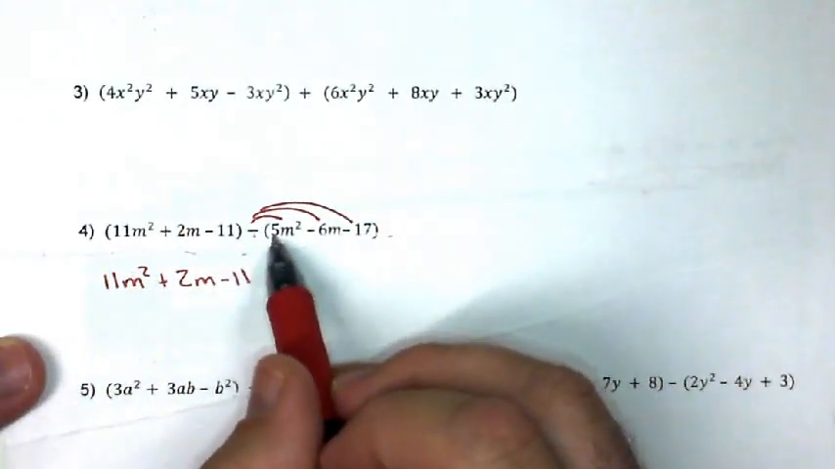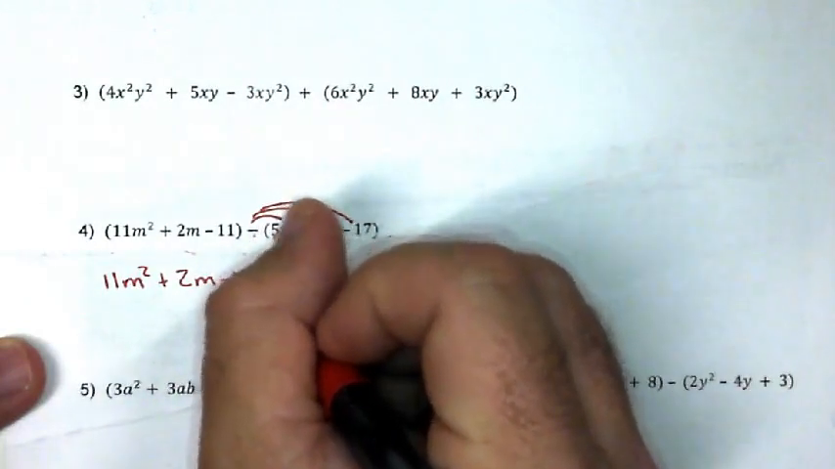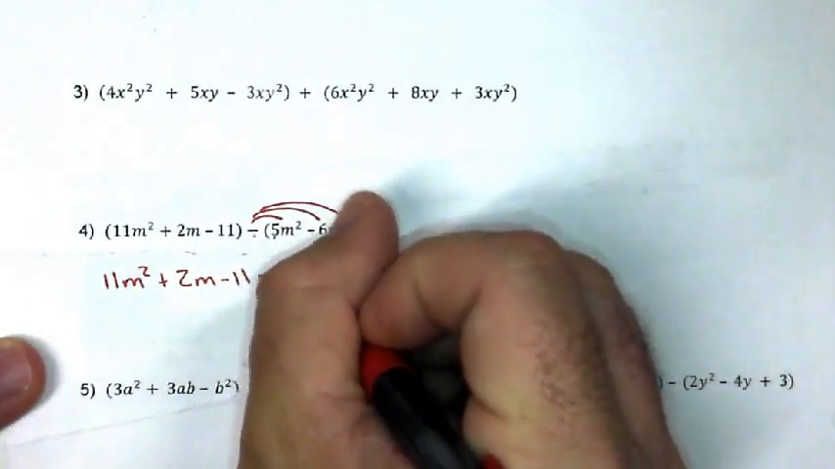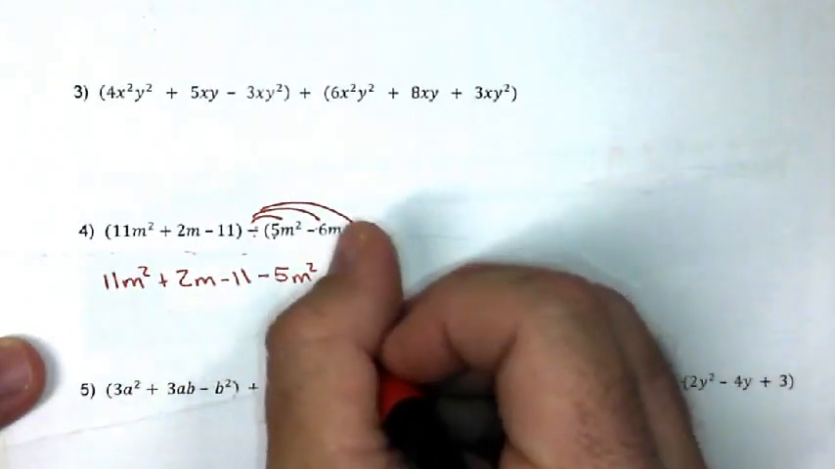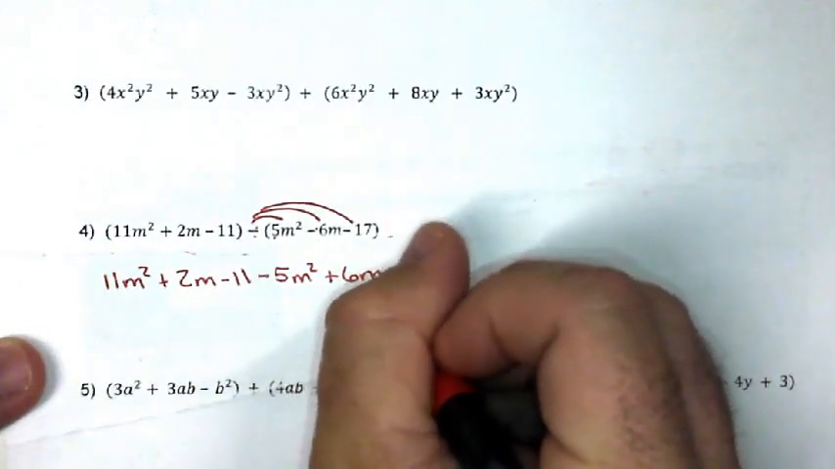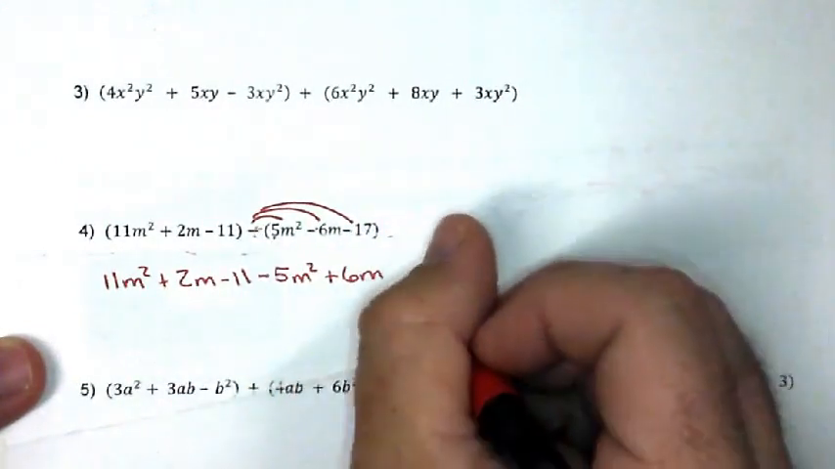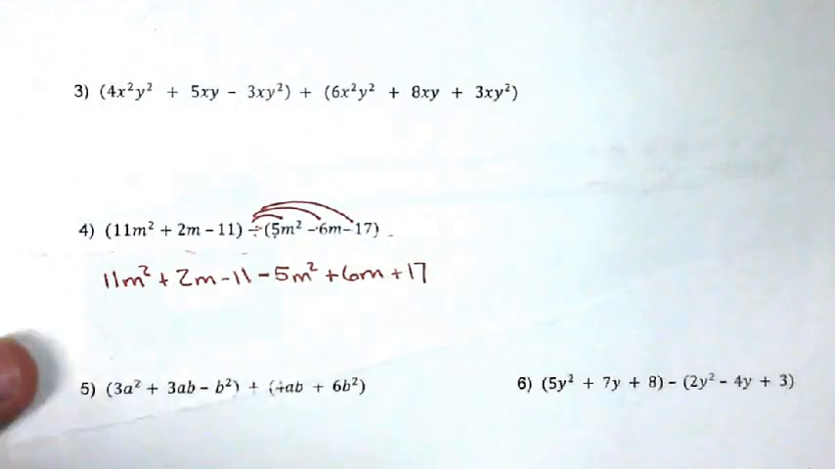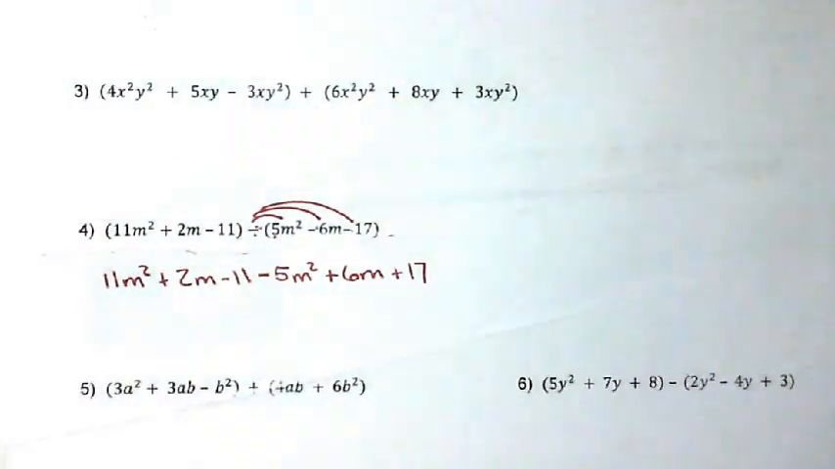Negative to a positive now becomes a minus 5m squared. Negative distributed to a negative makes that a positive. Same thing, negative to a negative makes that now a positive. So once I got rid of that minus sign, distributed it to the right-hand side, it basically eliminated all parentheses, which is what we want. We don't want parentheses. We want to get rid of them, okay?